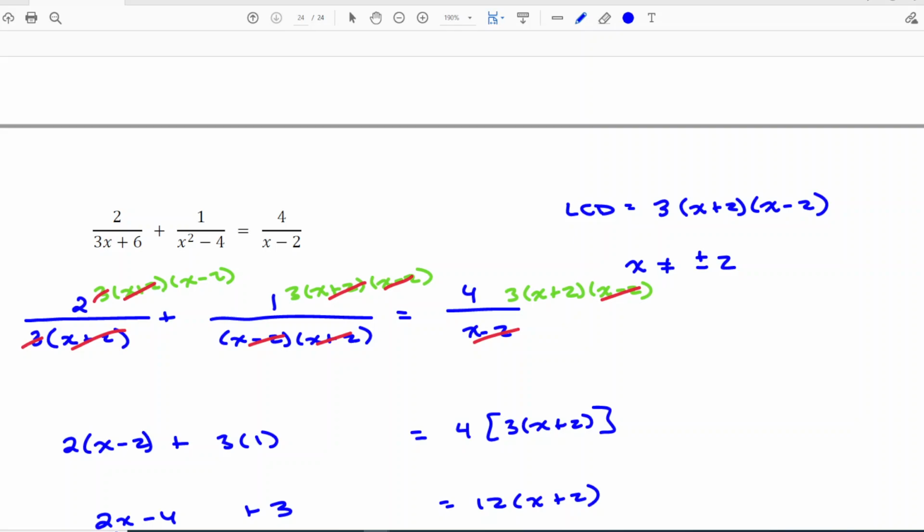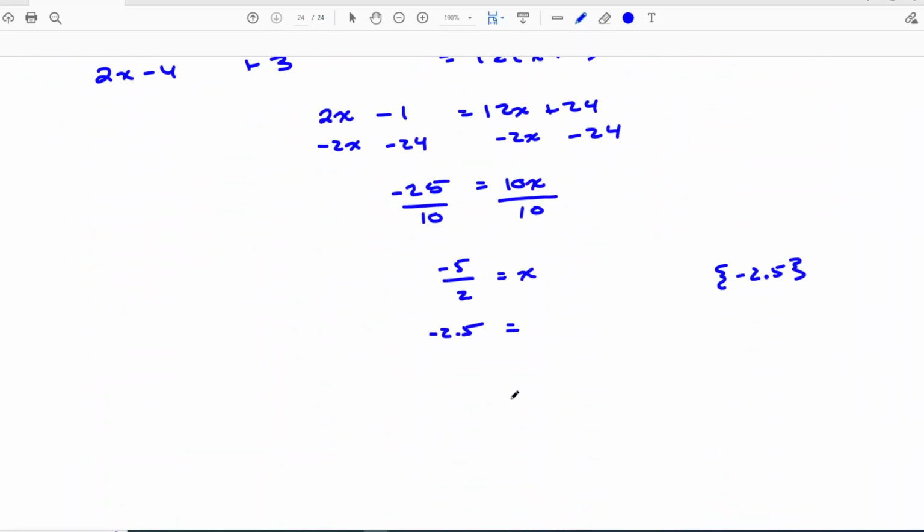2 divided by bracket, 3 times negative 2.5 plus 6, unbracket, plus 1 divided by bracket, negative 2.5 squared minus 4, unbracket, gives me negative 0.8 repeating. So if I do that on the other side, 4 divided by bracket, negative 2.5 minus 2, unbracket, I get negative 0.8 repeating. So that's the best way. The best way to check is to actually plug it in and make sure that it makes your equation true.